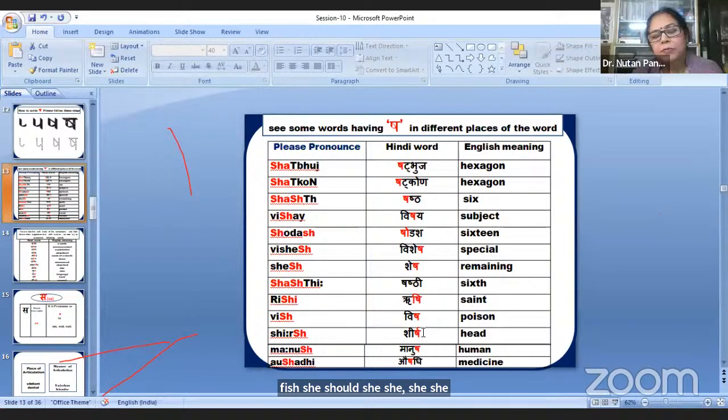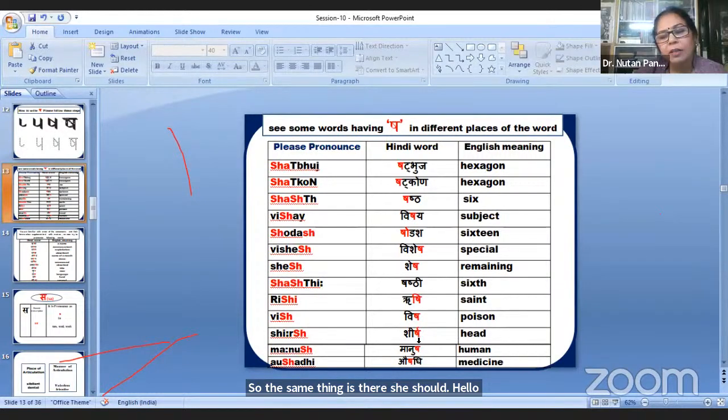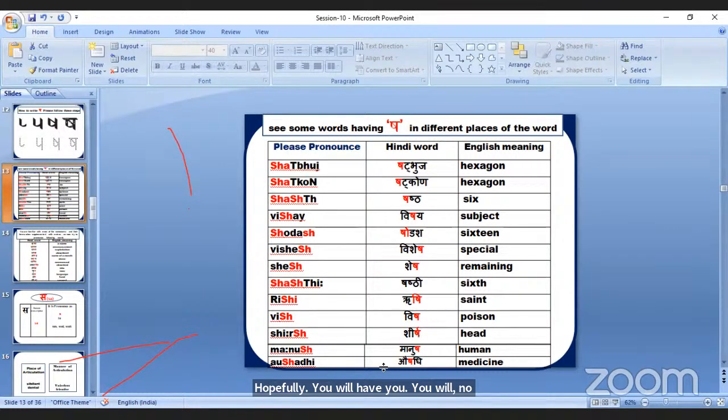In the previous class I told you the ra sound will go upside, है ना? The same thing is there in shirsh: there is a combination of ra and sha. Ra is the first letter of the conjunct, so it will go upside. Hopefully you remember this letter. Shirsh. Yes, next is manush.